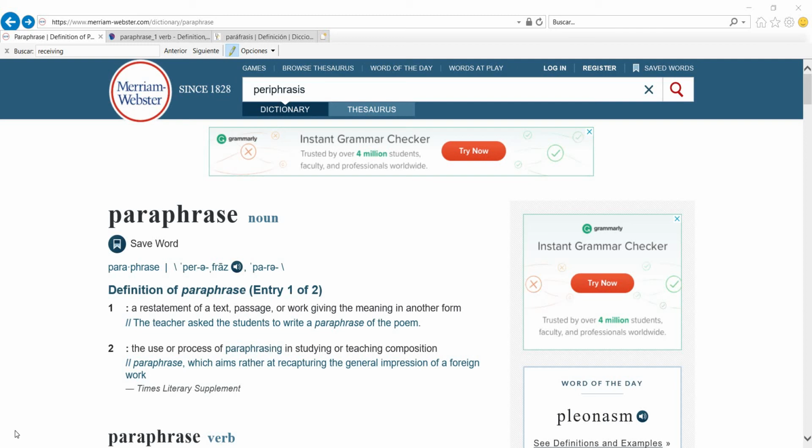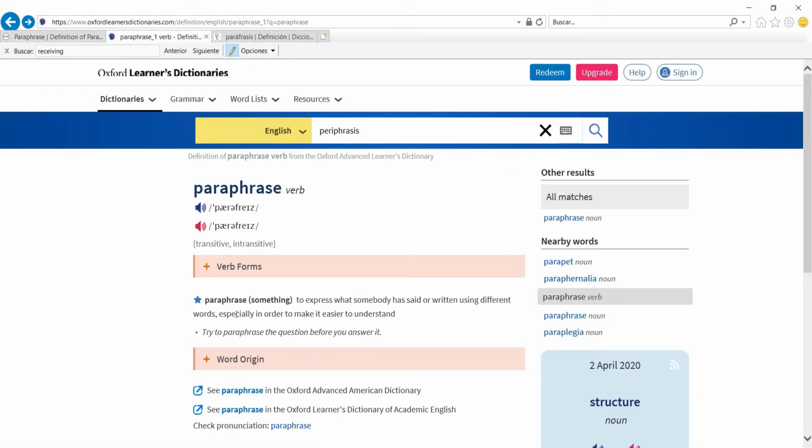Today, I want to talk to you about paraphrasing, right? Merriam-Webster tells us that when we paraphrase, we restate a text, a passage or work, giving the meaning in another form. But I want this idea of restating the meaning in another form. Oxford tells us that we express something that has been said using different words, usually making it easier to understand.